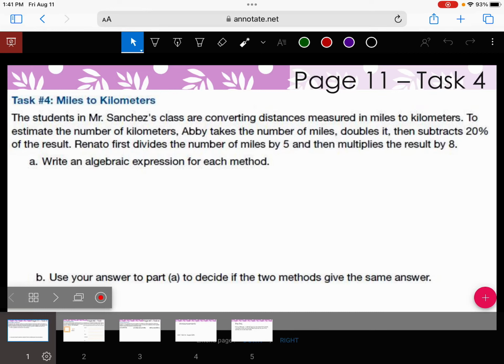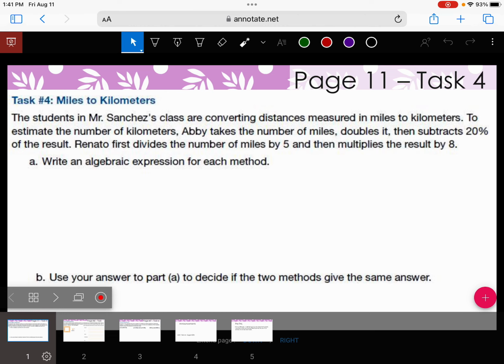What we have here is that the students in Mr. Sanchez's room are converting distance measured from miles to kilometers. To estimate the number of kilometers, Abby takes miles, doubles it, and subtracts 20%. Renato divides first by 5 and then multiplies by 8.